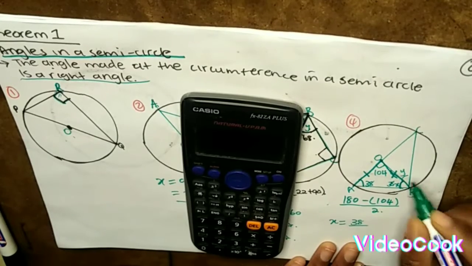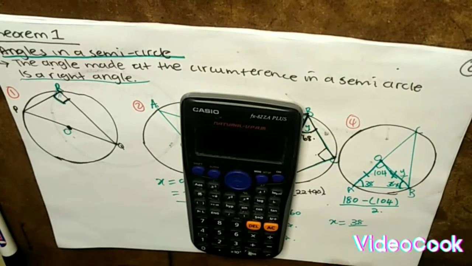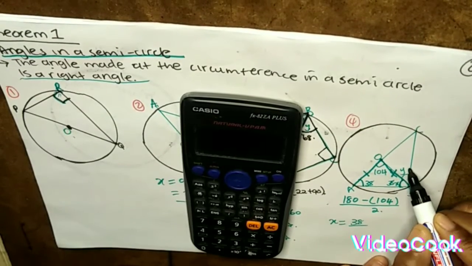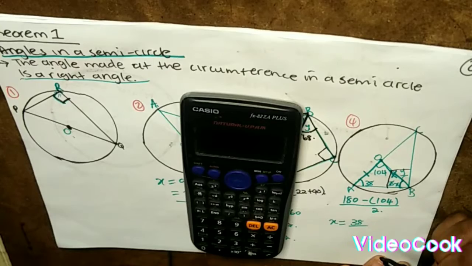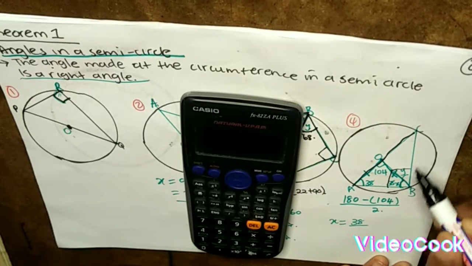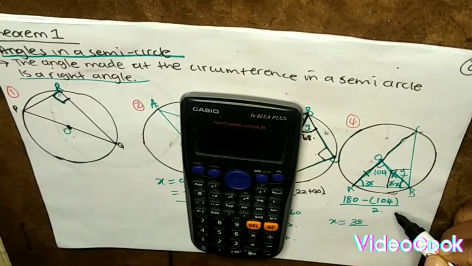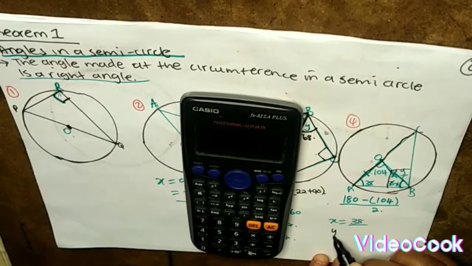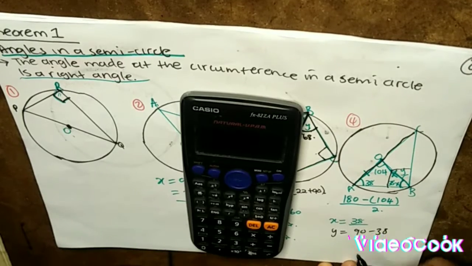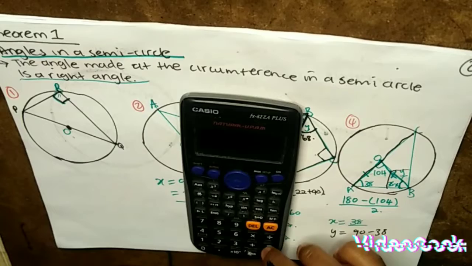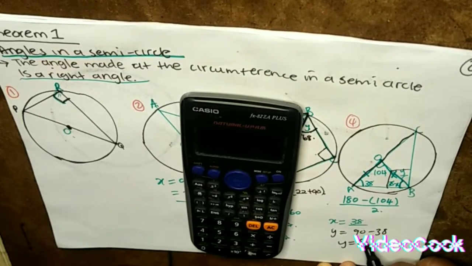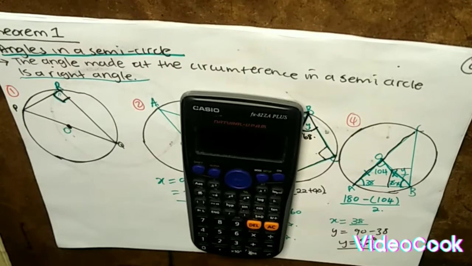What about Y? What do we know? This whole angle B, the whole of angle B, I hope you guys are following, is 90 degrees. Why? Angles in a semicircle, right? AC is our diameter. So the whole of angle B is 90 degrees. So we're simply going to say Y is going to be 90 minus our value for X, which is 38. So 90 minus 38, what do we get? 52. So our value for Y is 52 degrees.